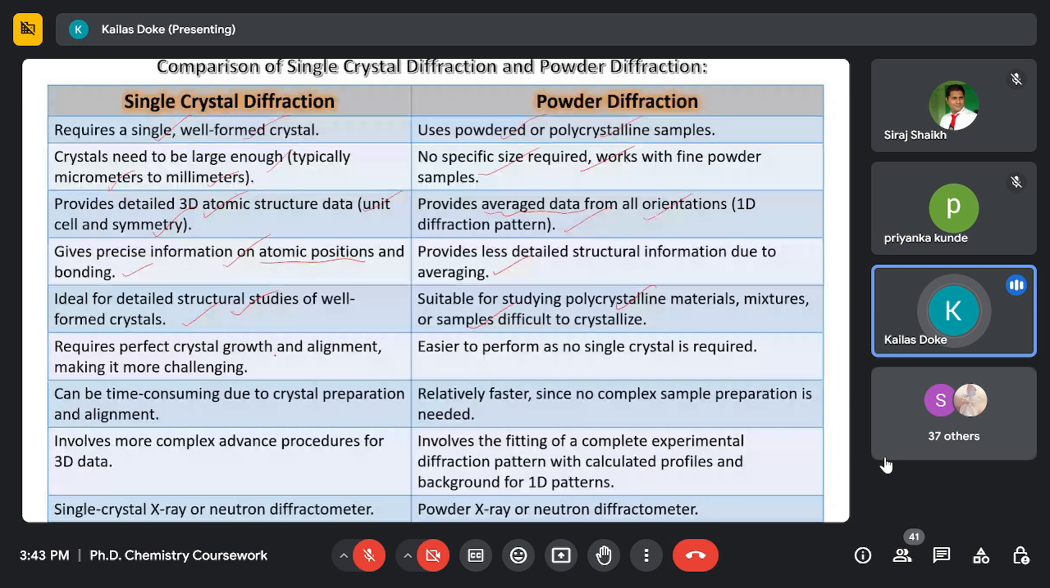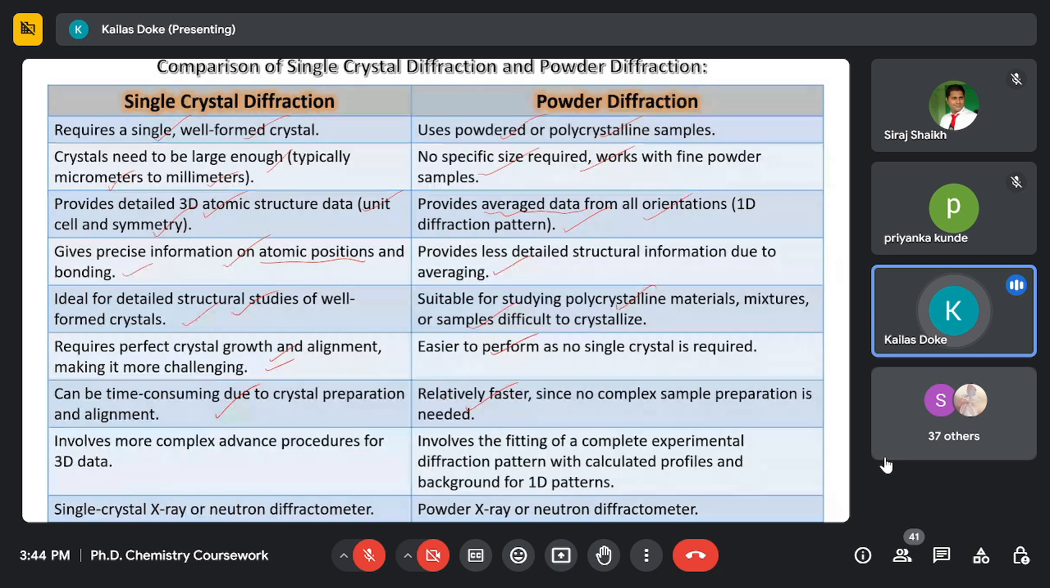Single crystal diffraction requires perfect crystal growth and alignment, and it is very challenging for an organic chemist, inorganic chemist or physical chemist to align or grow a single crystal. Powder formation for powder diffraction is easier to perform. No single crystal is required. Developing a single crystal is a challenging process and time consuming due to crystal preparation and alignment. But powder diffraction is relatively faster. No complex sample preparation is needed.